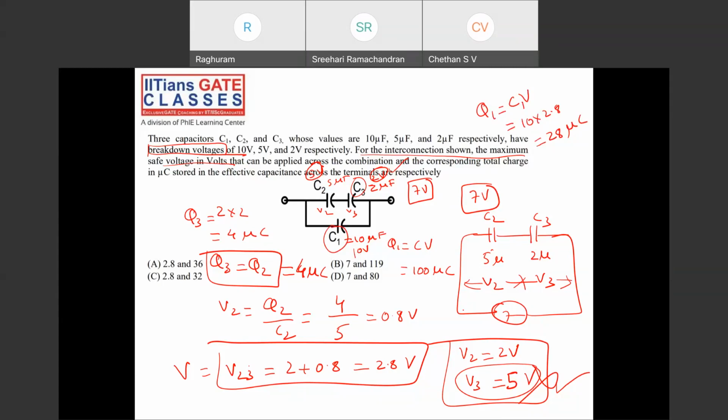So what is the total charge? Charge is Q1 plus Q2. Q1 is 28. Q2 is 4, so 32 microcoulombs is the total charge. This is total charge and this is voltage, 2.8 and 32. Option C. Okay, it's a tricky question. That's why I told you to understand it.